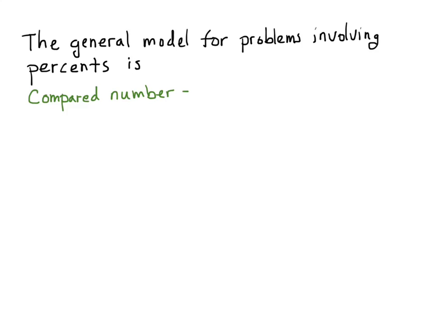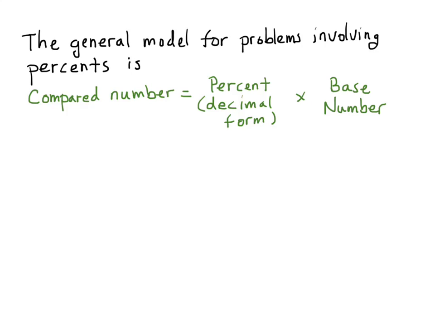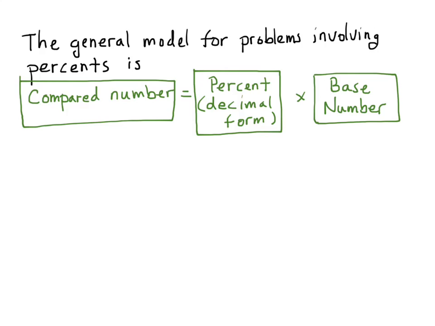Okay, so when we look at the general model for problems involving percents, you can make a diagram or a statement that the compared number is the percent times the base number. So, I've already emphasized this base number word, so let's call the number that we end up with the compared number. So when we go from 80 to 100, 80 is our base, 100 is the number that we're comparing it to, and so the percentage is the number that you multiply the base by to get to the compared number. Okay, so 20 is 25% of 80.